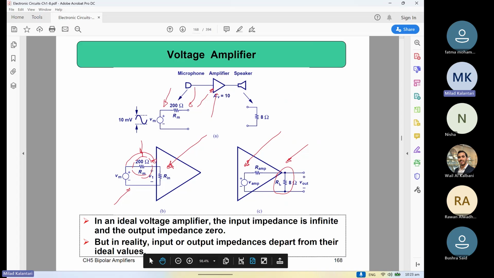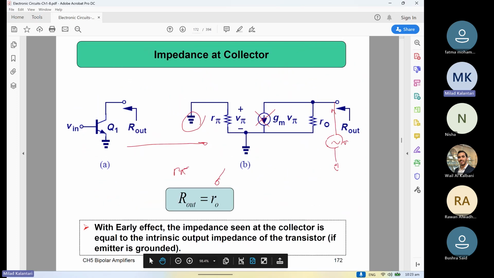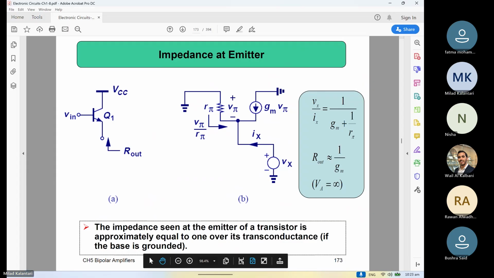And how about the output impedance? The output impedance is very big, right? Because it's R out, and R out is big. And we like to have a low output impedance. So it is not very well suited for making a voltage amplifier.